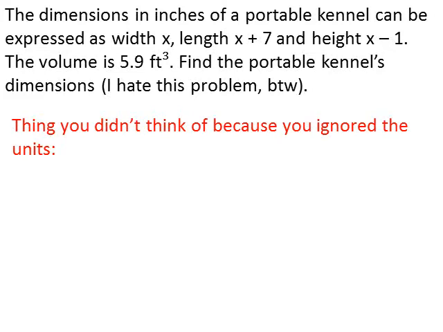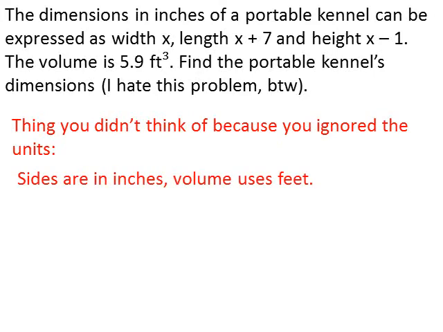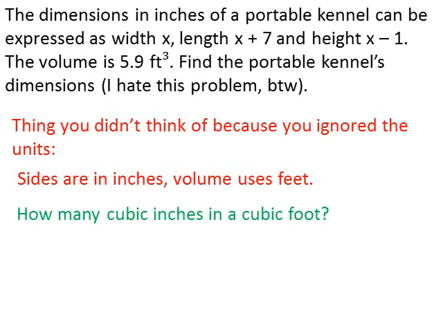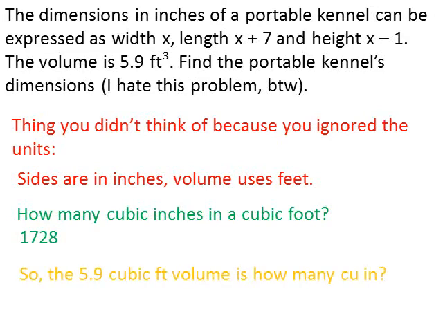So what's the one thing you didn't think of because you ignored the units? Well, what you probably didn't think of is that the sides are listed in inches, but the volume is in feet. So we need to convert that 5.9 cubic feet into cubic inches. We need to figure out how many cubic inches are in a cubic foot. Well, since there's 12 inches in a foot and there's 3 sides to the cubic foot, that's 12 times 12 times 12. So that's 1,728 cubic inches in 1 cubic foot. But since we have 5.9 cubic feet, we have to multiply that by 5.9. And that gives us 10,195 cubic inches.